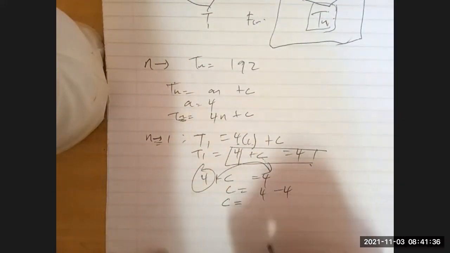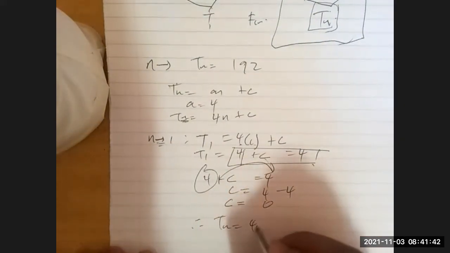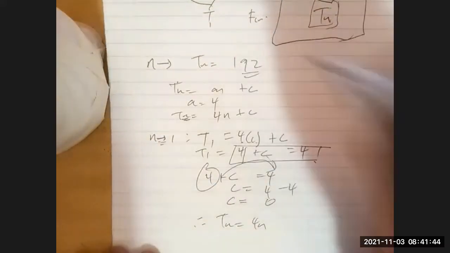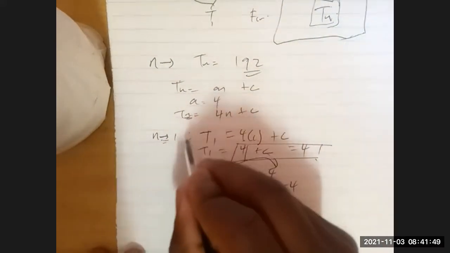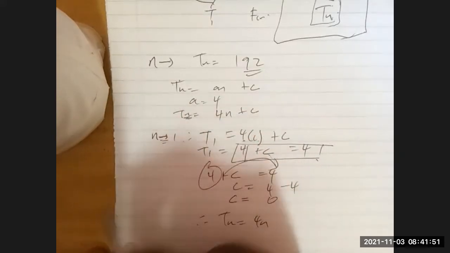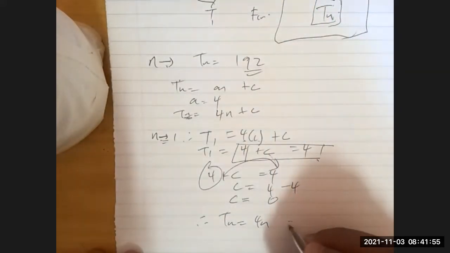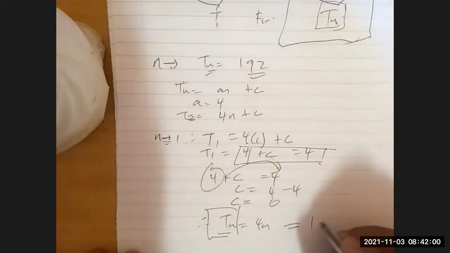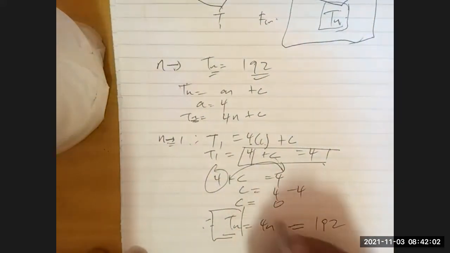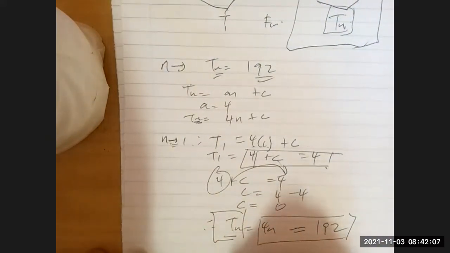So 4 minus 4, this is 0. So it means for the linear pattern, Tn is just 4n, right? We want to find n for Tn equal to 192. So Tn, which is this part here, is equal to 192, right? So we're solving for this part now. 4n is going to be equal to 192, right?